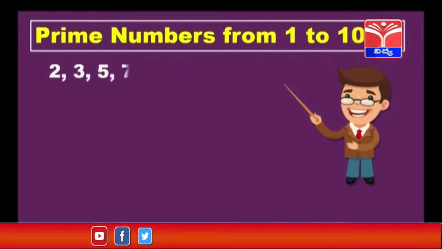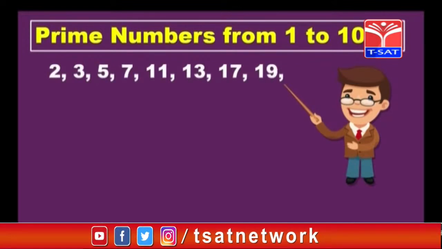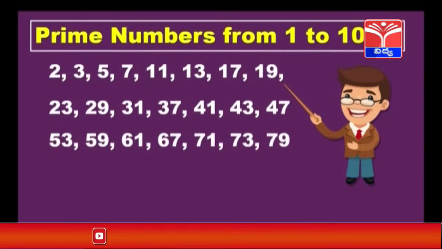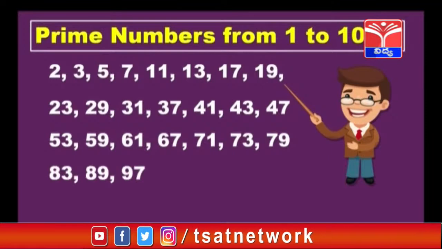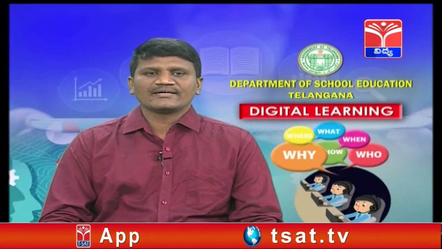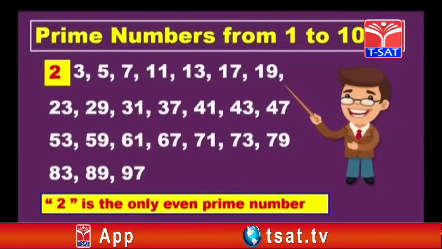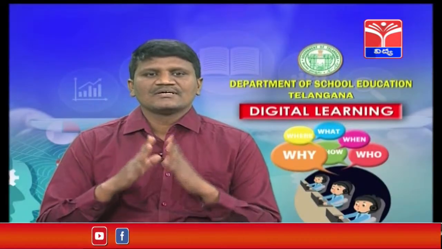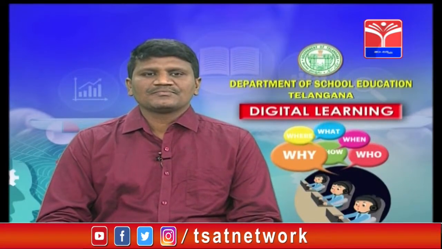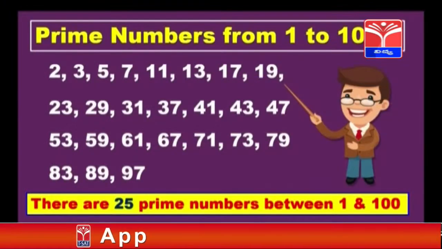If you see, the numbers start from 2, 3, 5, 7, 11, 13, 17, 19, 23, 29, 31, 37, 41, 43, 47, 53, 59, 61, 67, 71, 73, 79, 83, 89, 97. So these are the important prime numbers. You should all remember the prime numbers from 1 to 100. From these, 2 is the only even prime number. The remaining are all odd numbers. And there are a total of 25 prime numbers between 1 and 100.